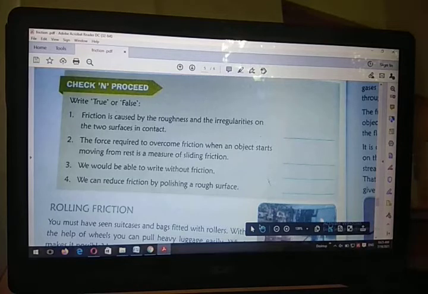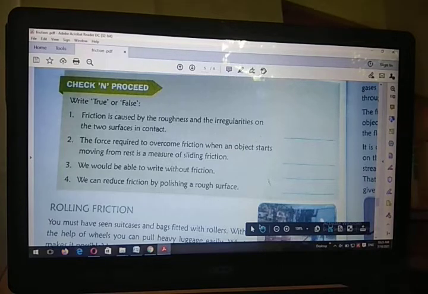Write true or false. Number 1: Friction is caused by roughness and irregularities on the two surfaces in contact. The answer is true, as friction is always caused by roughness. If the surface is rough, there is more interlocking and more irregularities. Due to the roughness, interlocking and irregularities between the two surfaces in contact, the friction increases. Due to that, the body will not move further. It will come to rest.